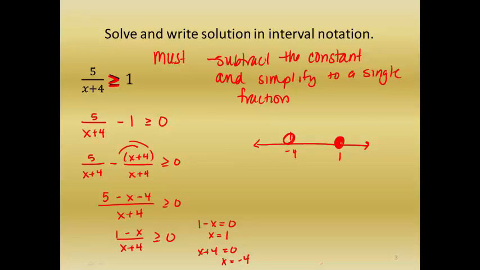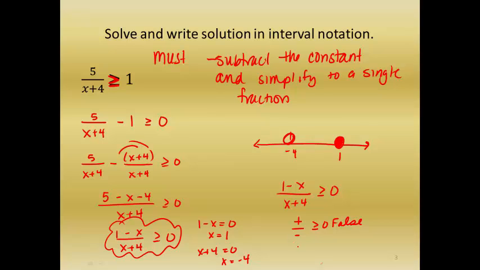Now I'm going to test, and I'm going to test using this fraction down here. So I'm going to rewrite it, 1 minus x over x plus 4, and we are comparing this to 0. So I will test, let's say a negative 5. When you test a negative 5 in the numerator, you get a positive number, but in the denominator you get a negative. And this is not greater than 0. So this is false.